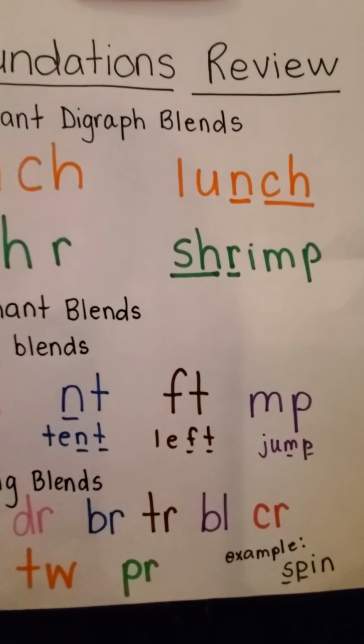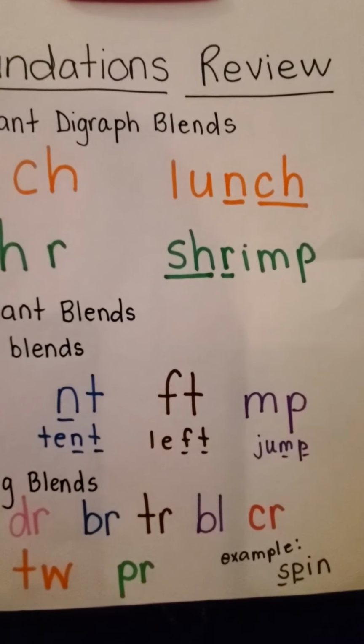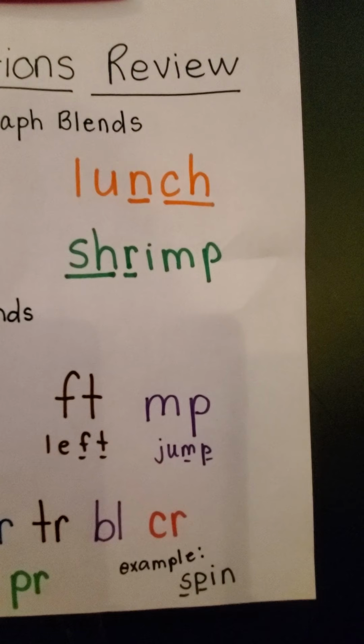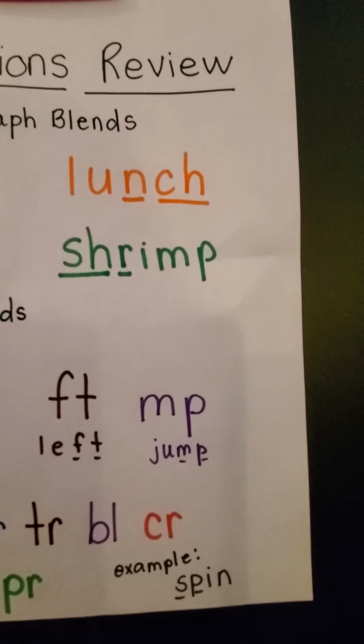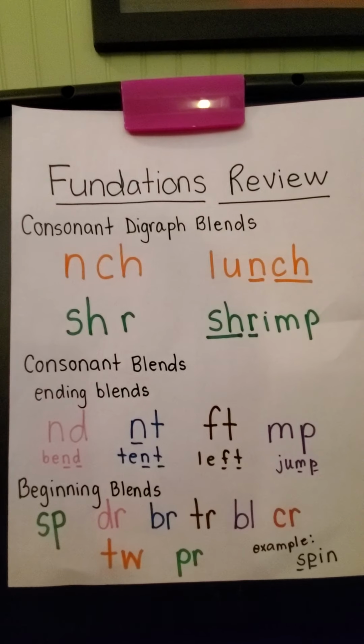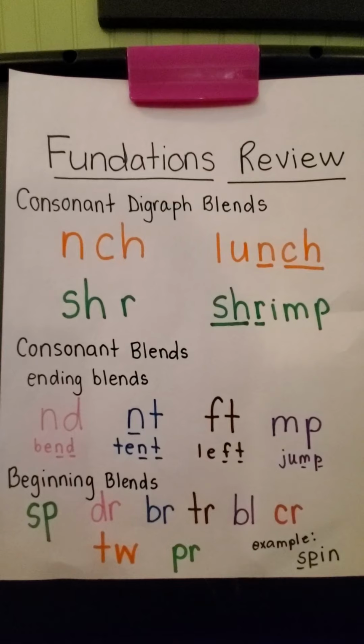ft, that's a tough one to say on its own. It's like ft, but when it's all together, it's like in left. And then MP is mp, like in jump. When you do the marking for consonant blends, you underline the letters separately.